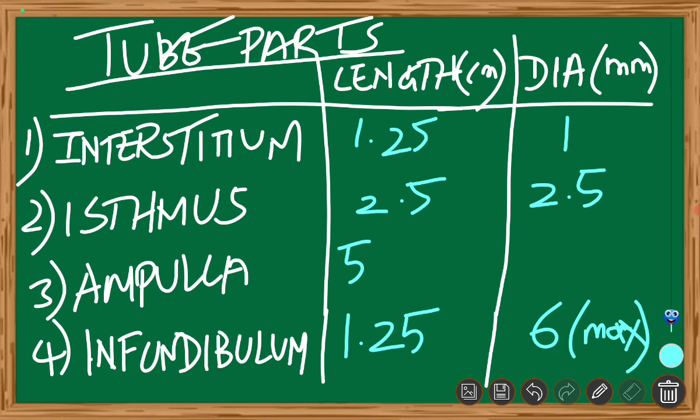The abdominal ostium or the pelvic opening is surrounded by a number of radiating fimbriae, and one of these is longer than the rest and is attached to the outer pole of the ovary, called the ovarian fimbria.